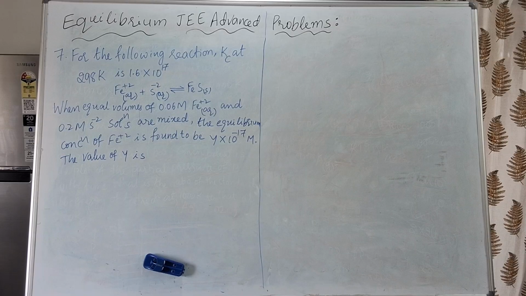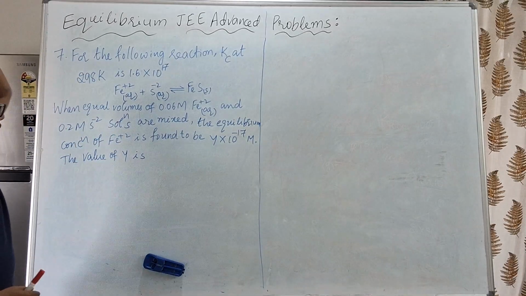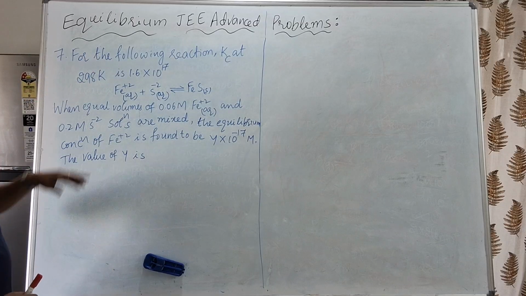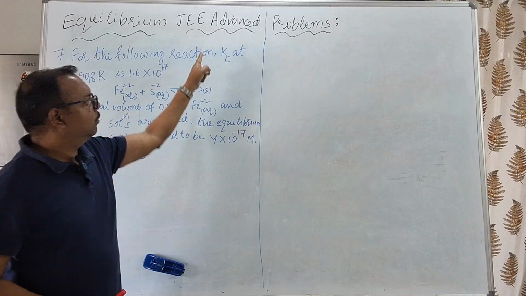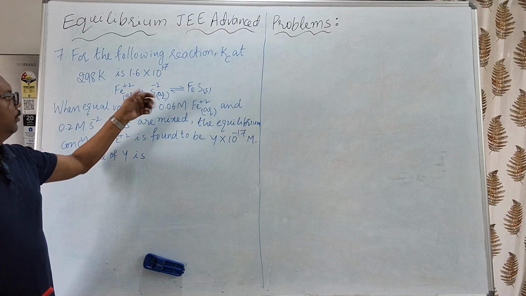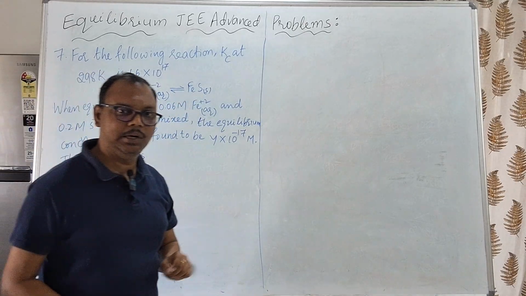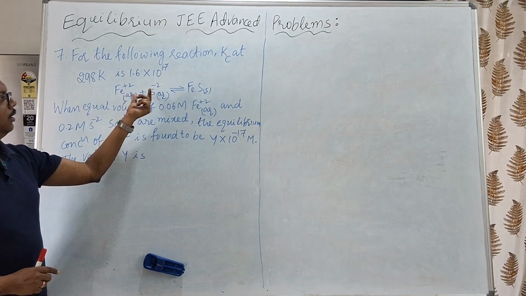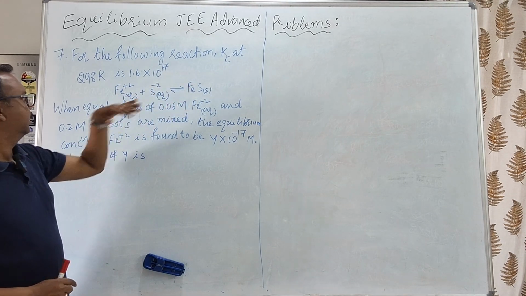Let us see the continuation. The seventh question, you see here, all of you. For the following reaction, Kc at 298 Kelvin is 1.6 into 10 power 17. It was given as the equilibrium constant for this process. It is the formation of a solid from the aqueous ions Fe plus 2 and S minus 2. Ferrous ion and sulfide ion combine together to form FeS.